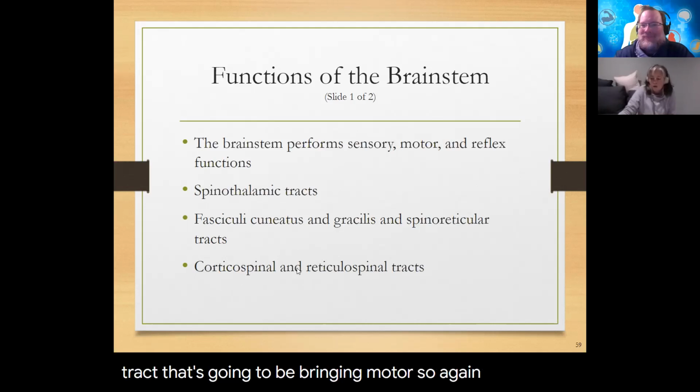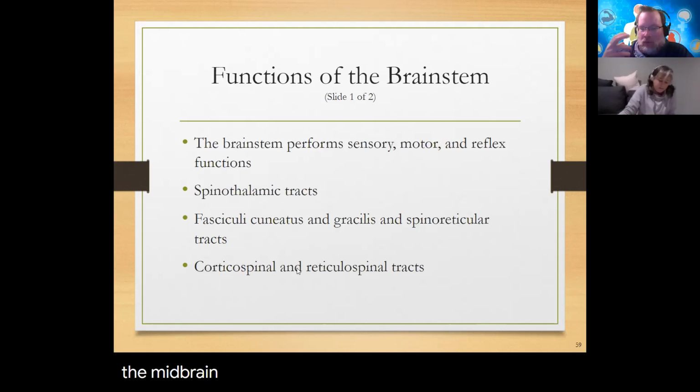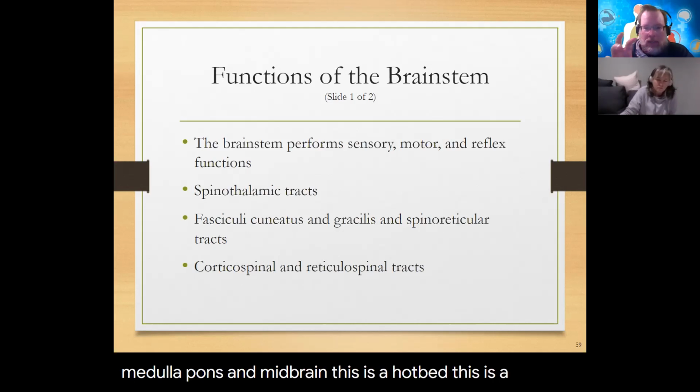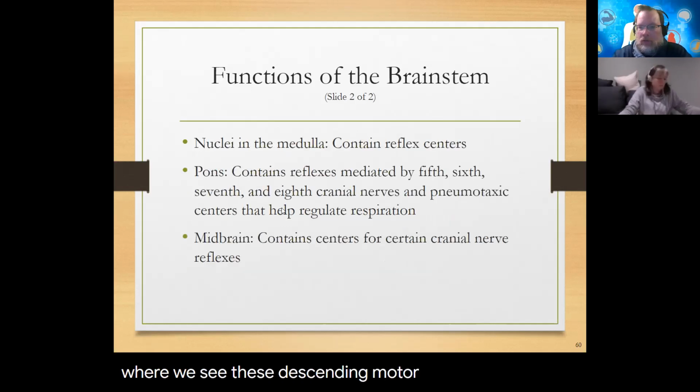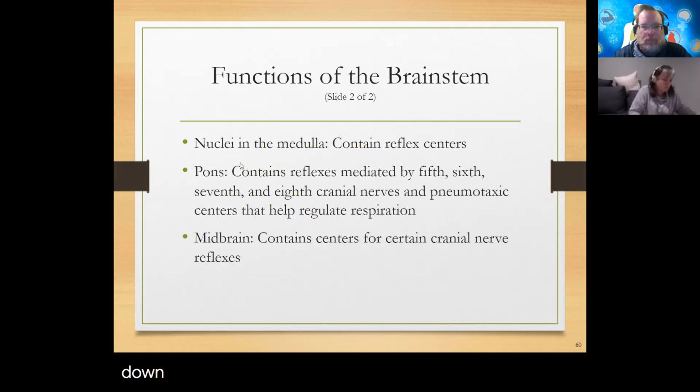So my point is the brainstem, the medulla, pons, and midbrain, is a hotbed. This is a relay station where all these ascending spino tracts are coming in with sensory signals, and where we see descending motor elevators going down and delivering the response. So stimulus comes in, response goes out.